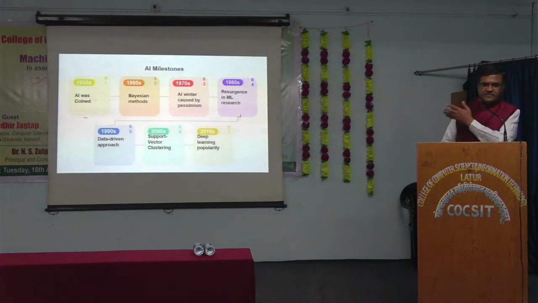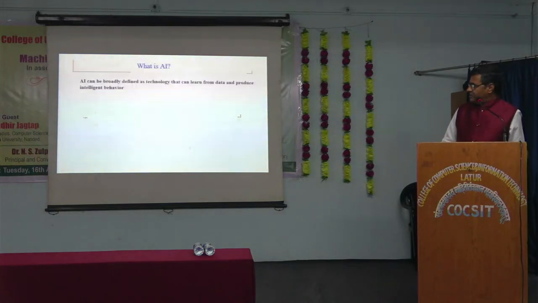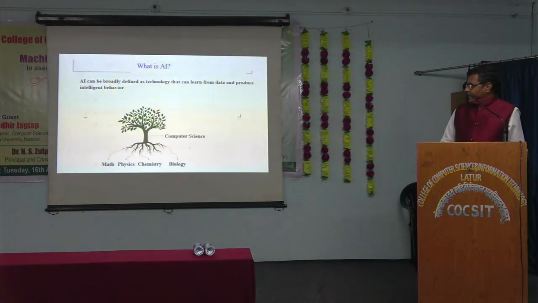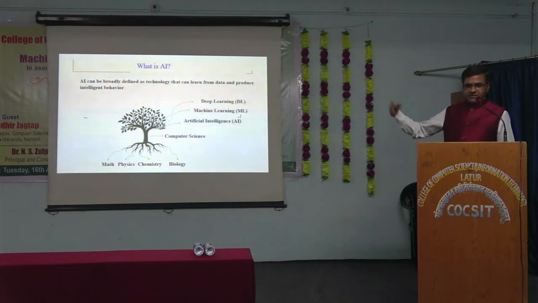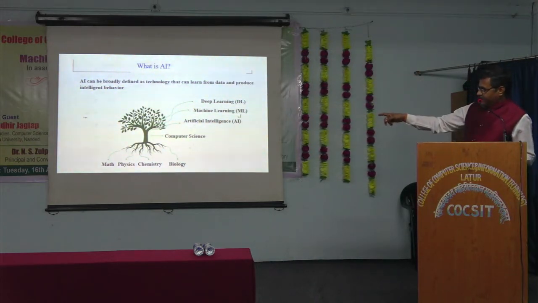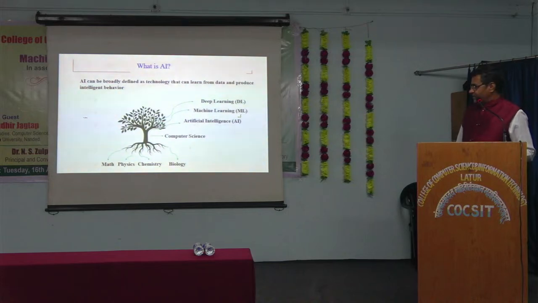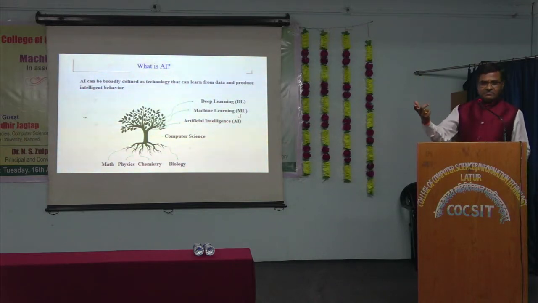So this is how it has evolved. Here, this figure is very interesting. Machine learning, deep learning and artificial intelligence are branches of computer science, of course, but basically the root lies in maths, physics, chemistry and biology. Computer science is derived from mathematics and electronics, and you can even call it physics.